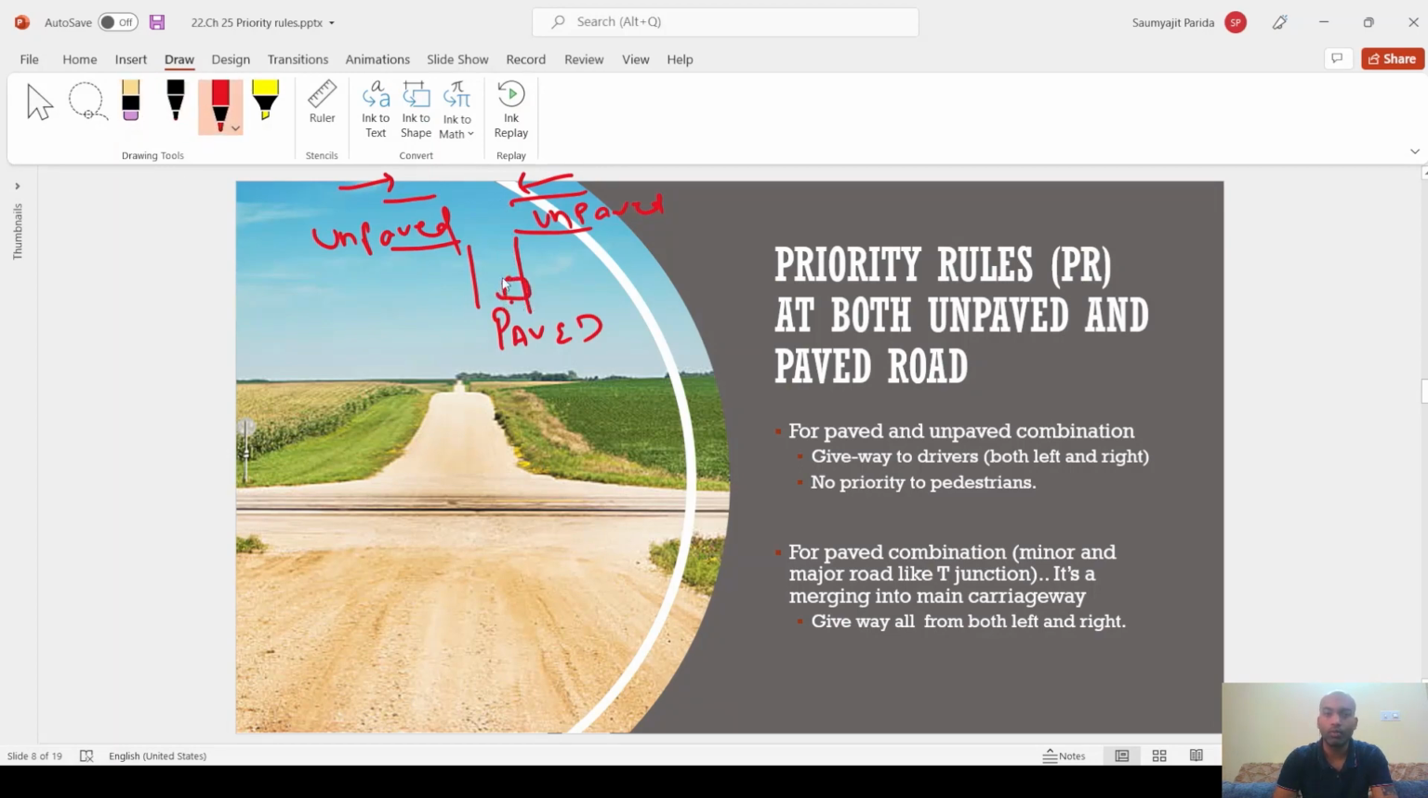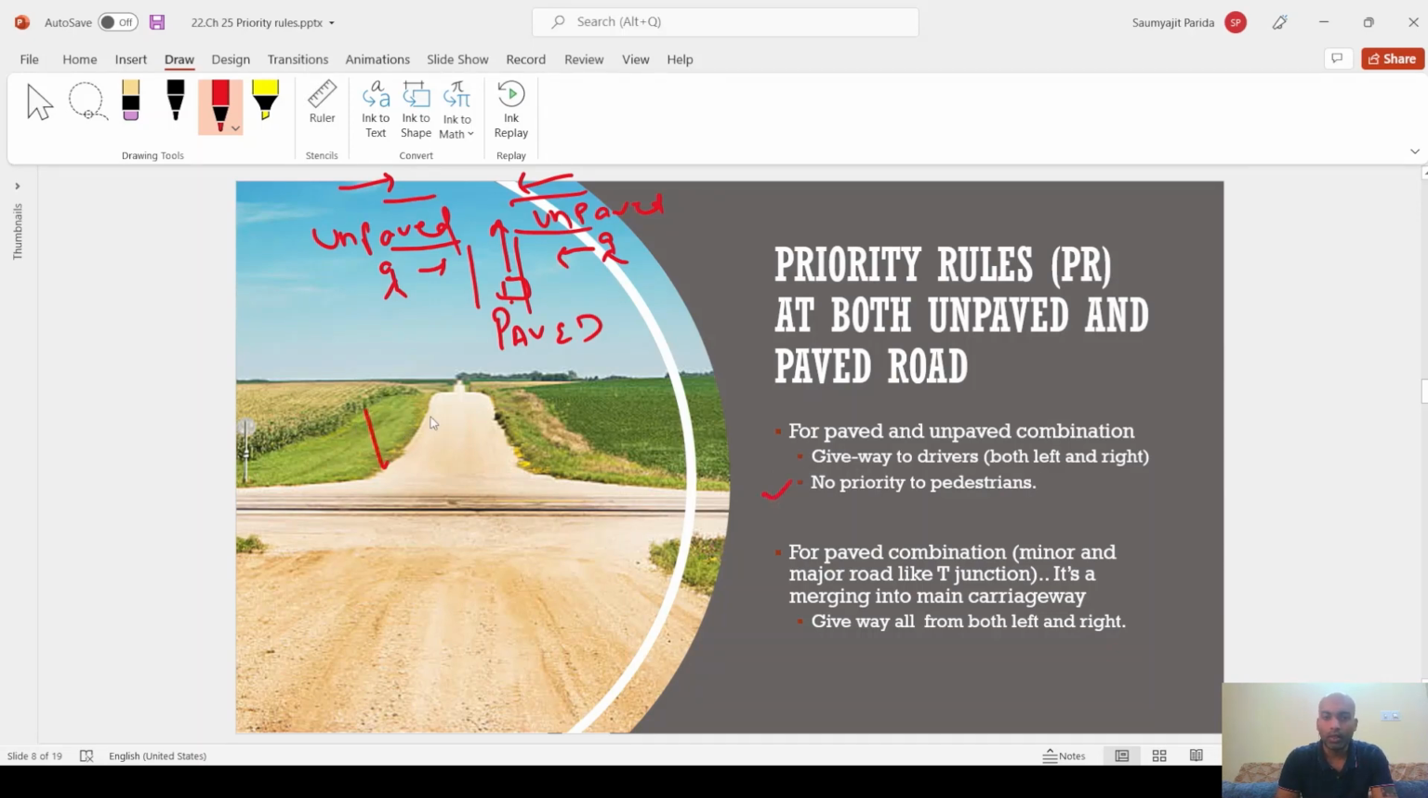This car will go first. That was for the drivers. What about the pedestrians? Imagine a pedestrian is coming from this direction or from this direction. Then the car on the paved road does not have to give priority to the pedestrians. That is what I intend to say here.